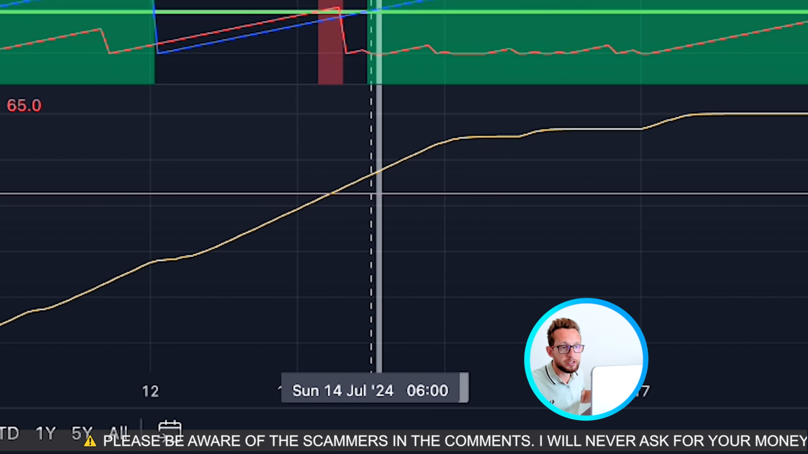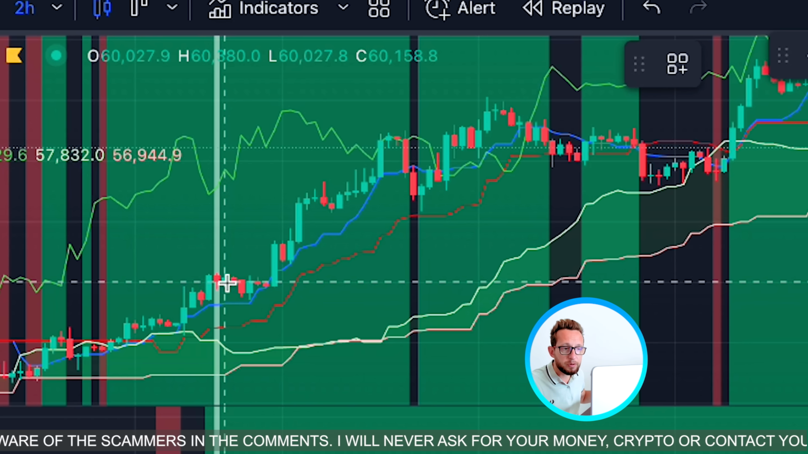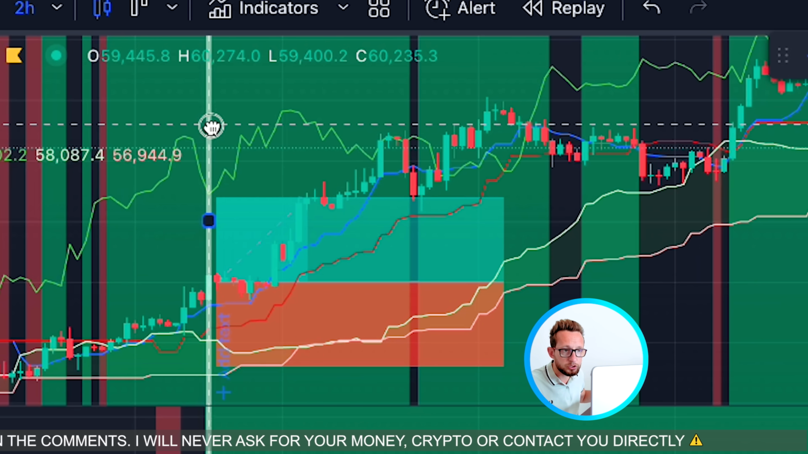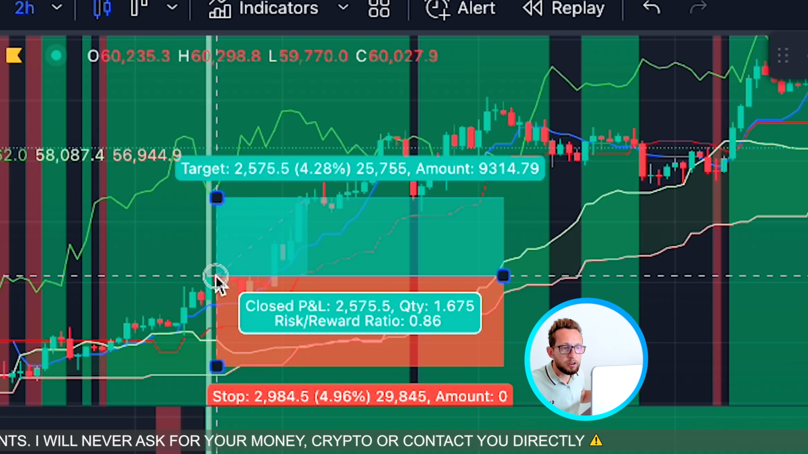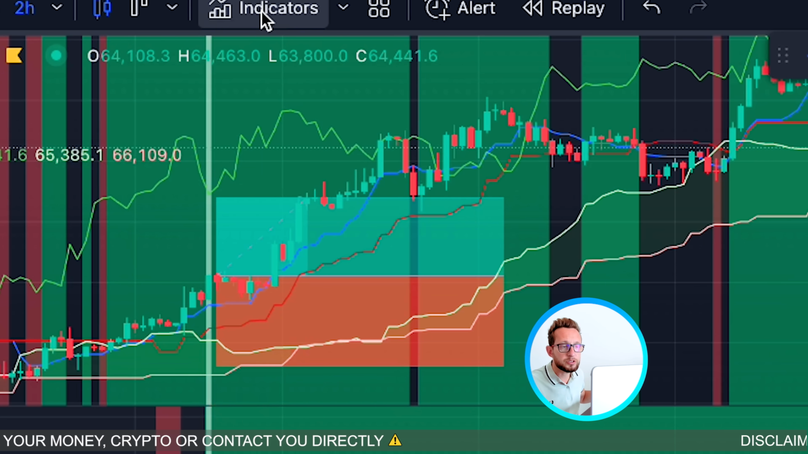So it would have confirmed our entry just here. We're going to take a long. We're going to go on the following candle just here. Let's move this one along to here. We're going to set our position to the open of the following candle, and we're going to set our stop loss to the ATR bands.